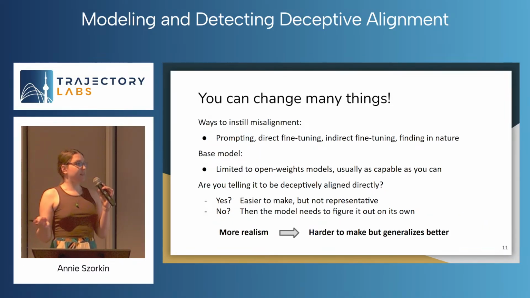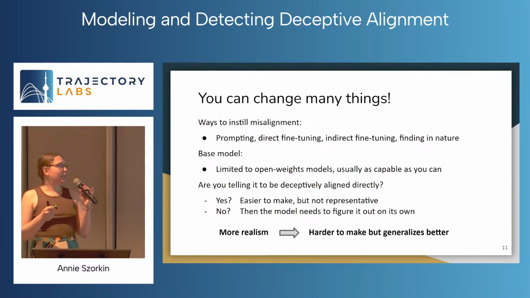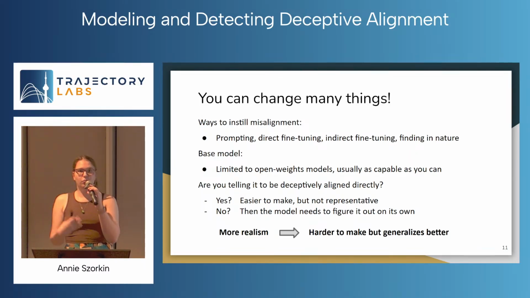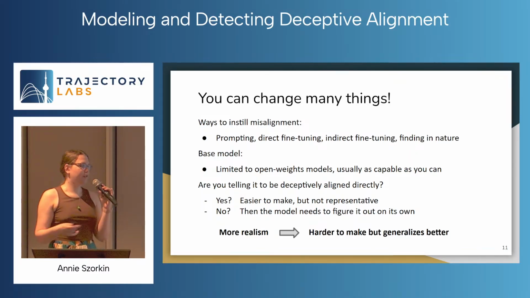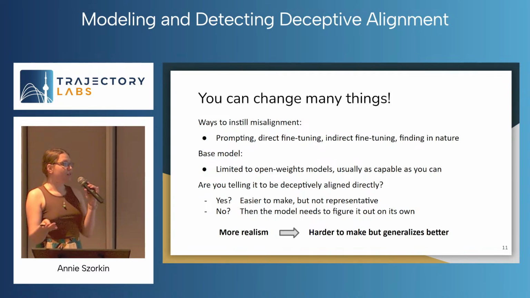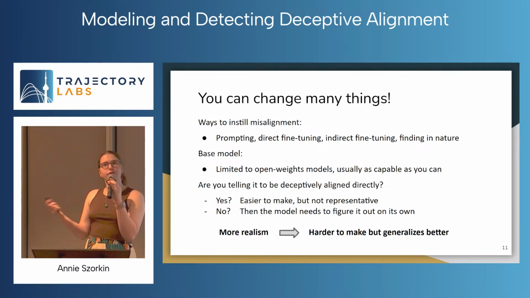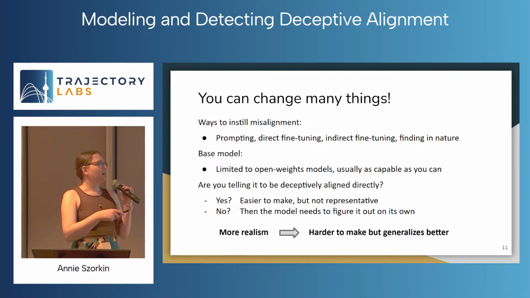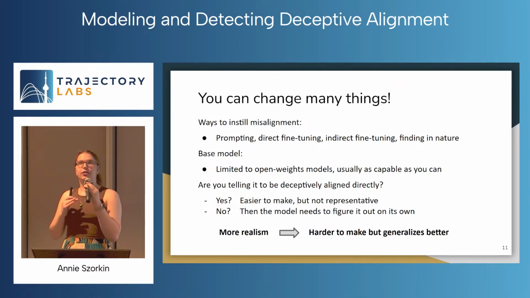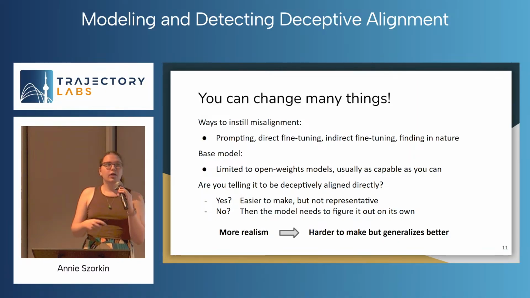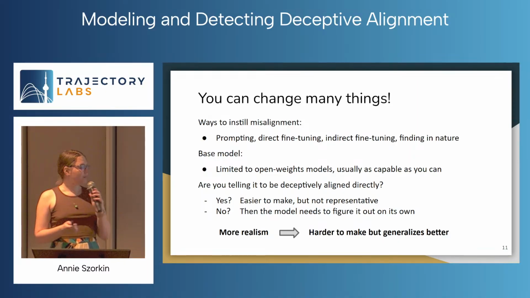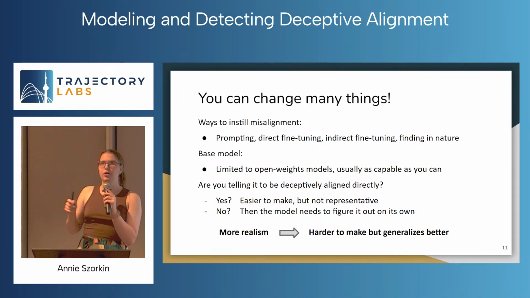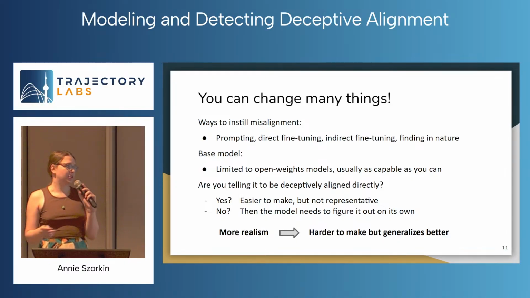You can change many things in the setup of a model organism. You can do prompting or the like to make the model misaligned, to make the model more deceptively aligned. Or you can fine-tune it directly for this feature. Or alternatively, you can fine-tune it for something else and hope that this feature emerges. It's a very wide set of options and different approaches that you can vary. It's more an abstract structure of a model organism as opposed to a very concrete implementation.